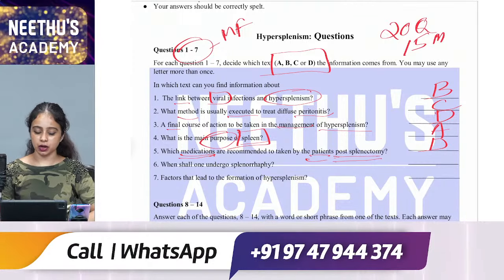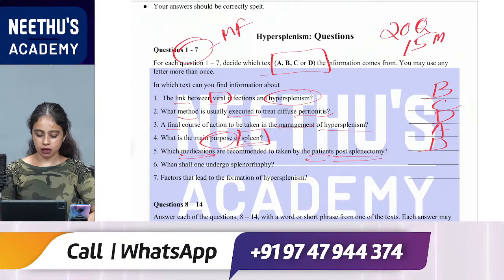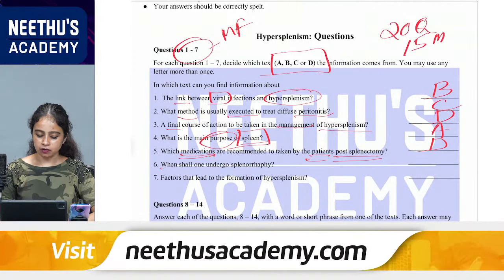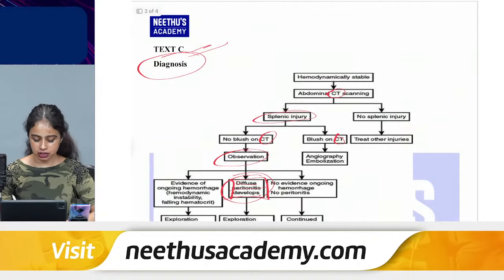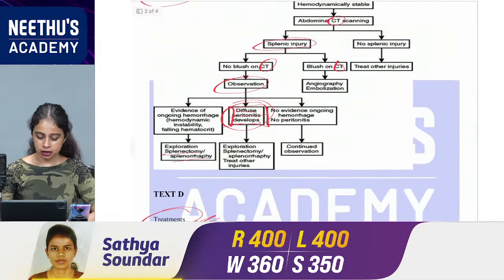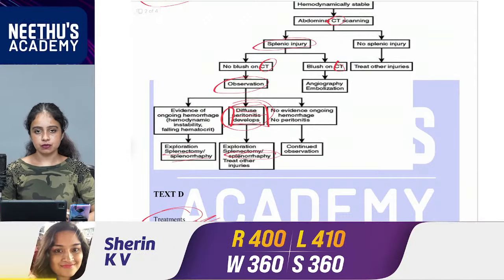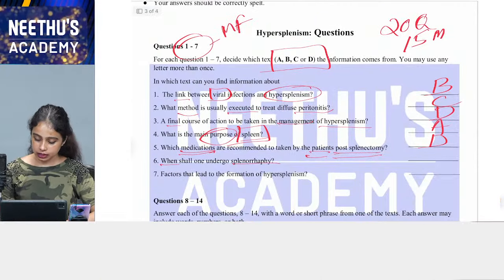Then the sixth one, when shall one undergo splenography? My keywords are when, splenography. So that particular word is only mentioned in which text? Which is in text C. See, splenography. So my answer is C. So that is from text C.